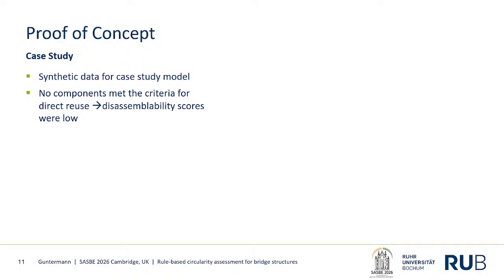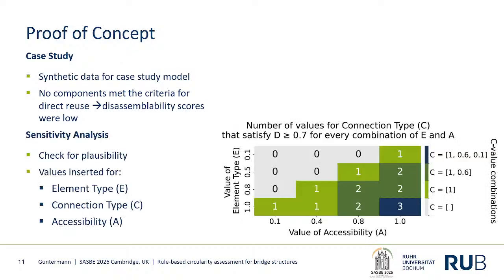To give a proof of concept of this whole framework, we performed the case study as shown. We did it with synthetic data, and unfortunately, no components in this case study met the criteria because the disassemblability scores were low. But to check the whole framework for plausibility, we did a small sensitivity analysis of the whole approach, and as you can see here, of the equation. So we filled in the assigned scores for the element type, the accessibility, and the connection type, and tested it out.